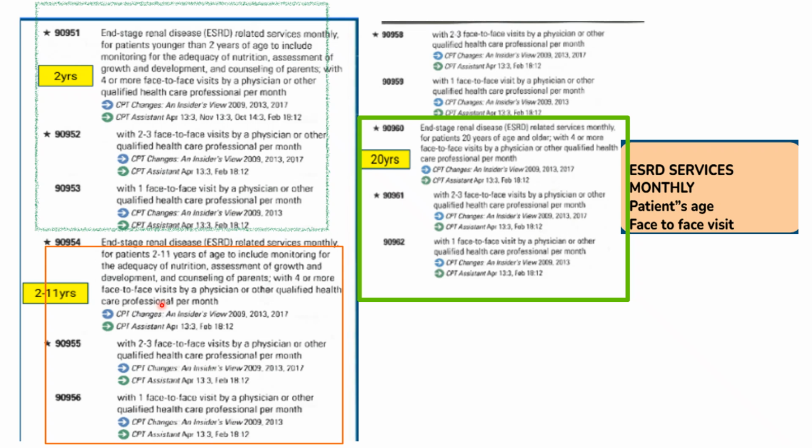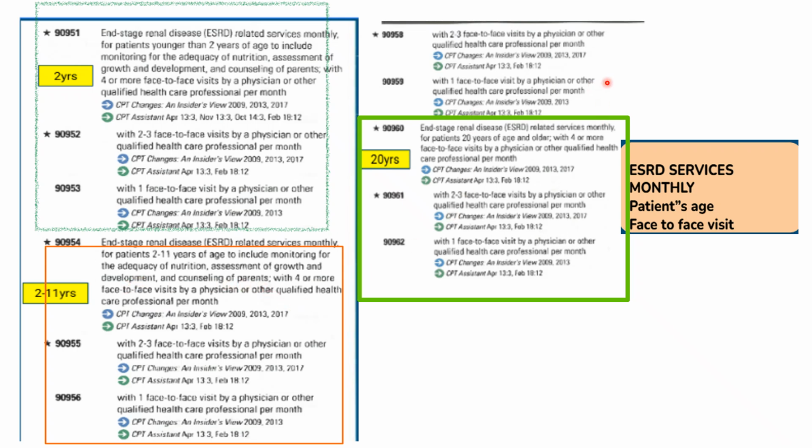So let us study the codes carefully. These are the codes for the ESRD monthly service, and if you look, the codes are divided into age groups. Here the age group is under 2 years, and then again they are divided depending upon how many face-to-face visits. So this is 4 face-to-face, 2 to 3, and 1 face-to-face. Now this is the second group, which is 2 to 11 years old, and again the codes are further classified depending upon how many face-to-face visits.